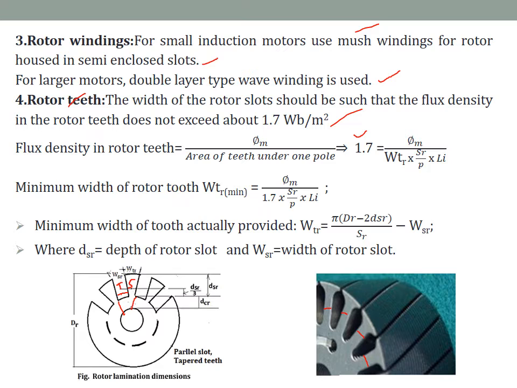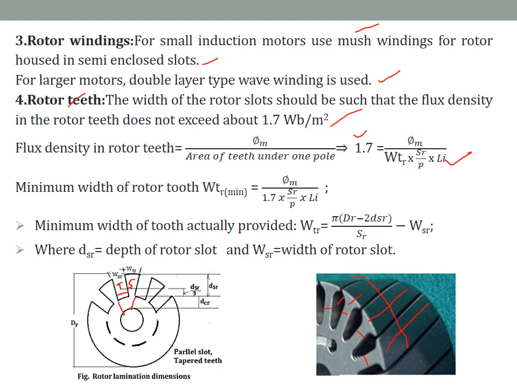And into SR by P, the number of rotor slots per pole. The number of rotor slots is also equal to the number of teeth. This is the slot, along with one teeth will come. So the number of rotor slots per pole is nothing but the number of teeth per pole. So assume that there are 1, 2, 3, 4 teeth coming under one pole. Okay, under one pole. So now the width of the teeth and the number of teeth multiplied by Li. This is the Li. So this will give the area of teeth under one pole.